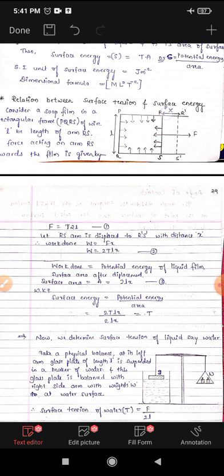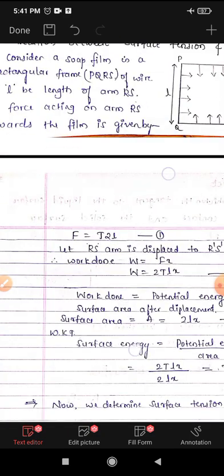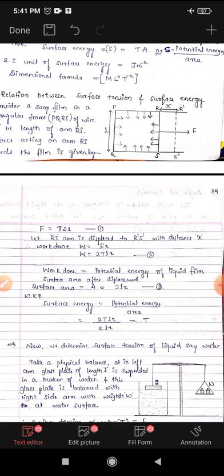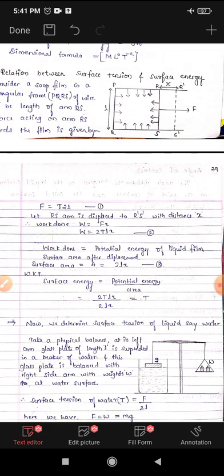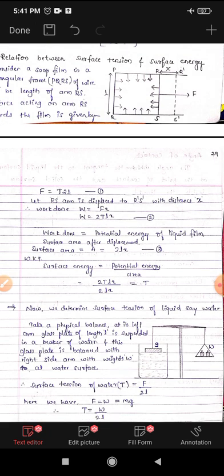Let us displace this frame or side RS to the new position, that is R dash S dash, with a displacement of X. So the work done will be W is equal to F into X. We have F, that is T2L, from equation number 1. So W is equal to 2TL into X. This is the work done. Take it as equation number 2.